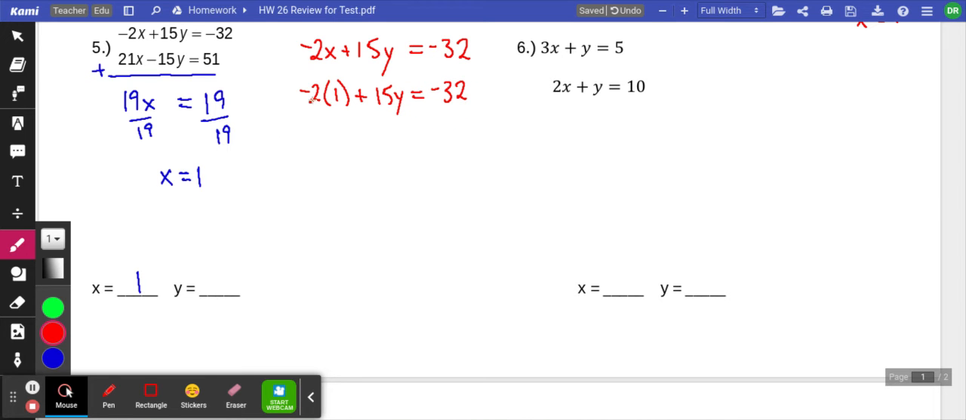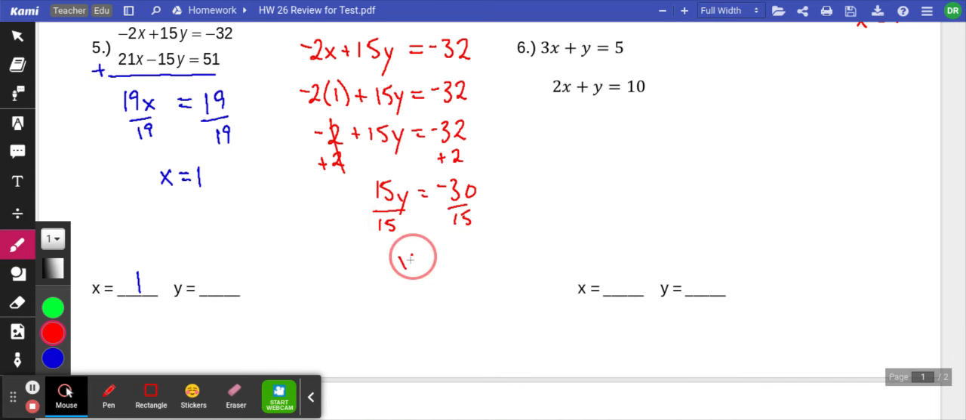So simplifying here, when you multiply negative 2 and 1, you just get negative 2 plus 15y equals negative 32. Add 2 to both sides, and we get 15y equals negative 30. Divide by 15, and y equals negative 2.